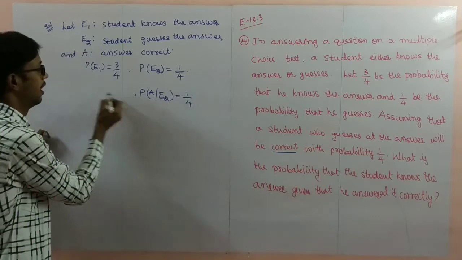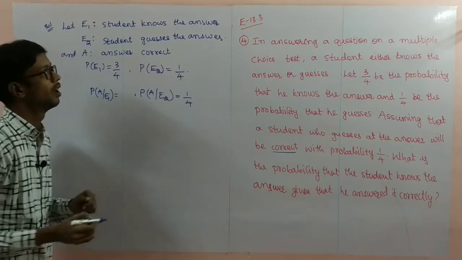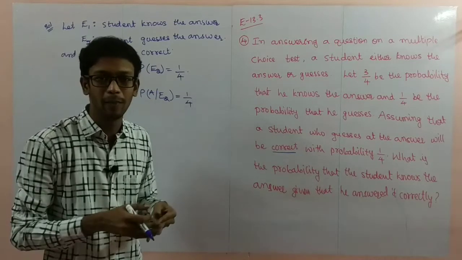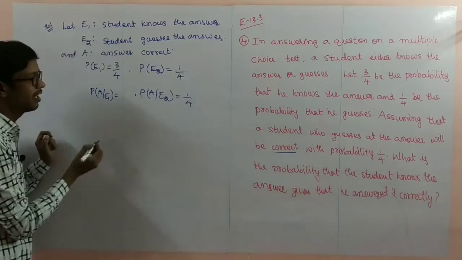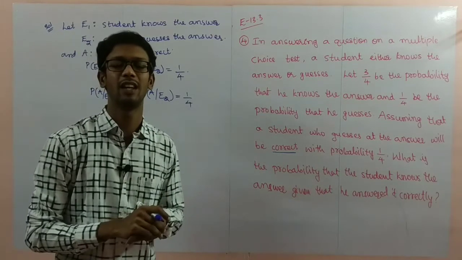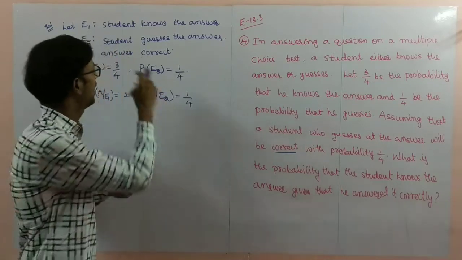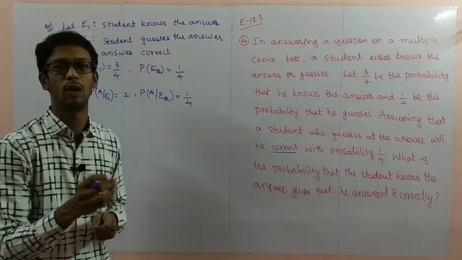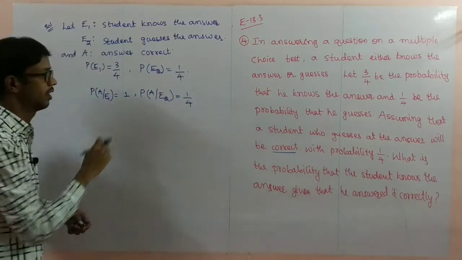Next, I'll write here the probability of A given E1. Knows the answer is correct. If you know the answer, that is a correct answer, and the event is correct. So this value is only 1. Why? Because there is only one option, nothing like two options. Knows means correct answer, 1 by 1, which is nothing but 1. Favorable outcome by total outcome: here knows the answer is only 1. So that's why 1 is the answer.